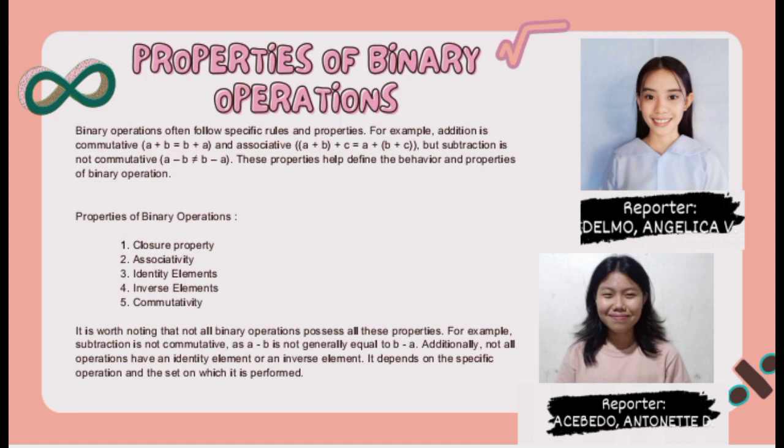Number 2 is associativity. An operation is associative if the grouping of the elements does not affect the result. In other words, for any three elements, we represent the binary operation. For example, addition and multiplication are associative operations.